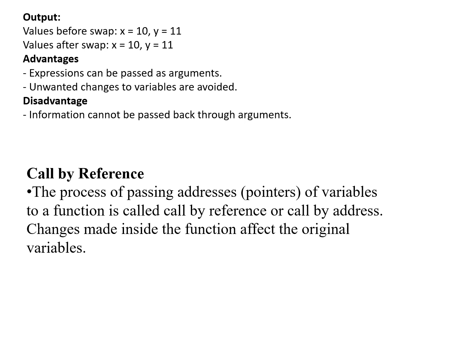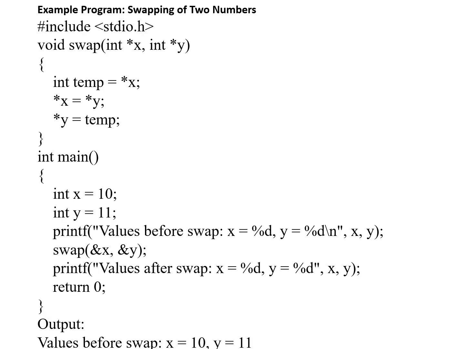Call by reference is passing the addresses, that is pointers, of variables to a function; it is called call by reference or call by address. In call by value, only the argument values are passed, which cannot affect the original variables. In call by reference, we pass the addresses of variables to a function. We will discuss the same swapping of two numbers.